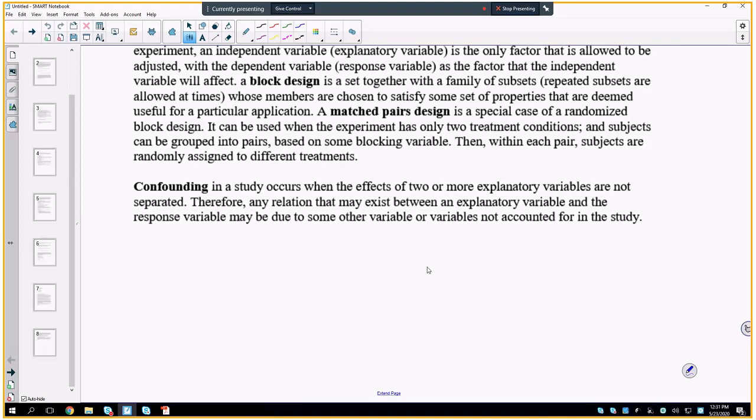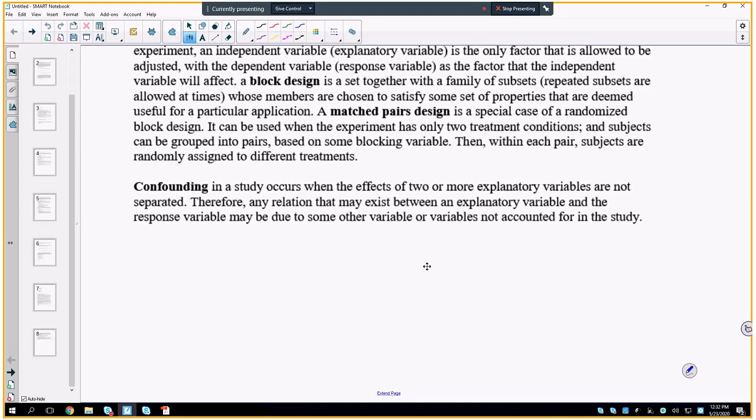Confounding in a study occurs when the effects of 2 or more explanatory variables are not separated. Therefore, any relation that may exist between an explanatory variable and the response variable may be due to some other variable or variables not accounted for in the study. So what we mean is there could be more than one cause for the same effect.